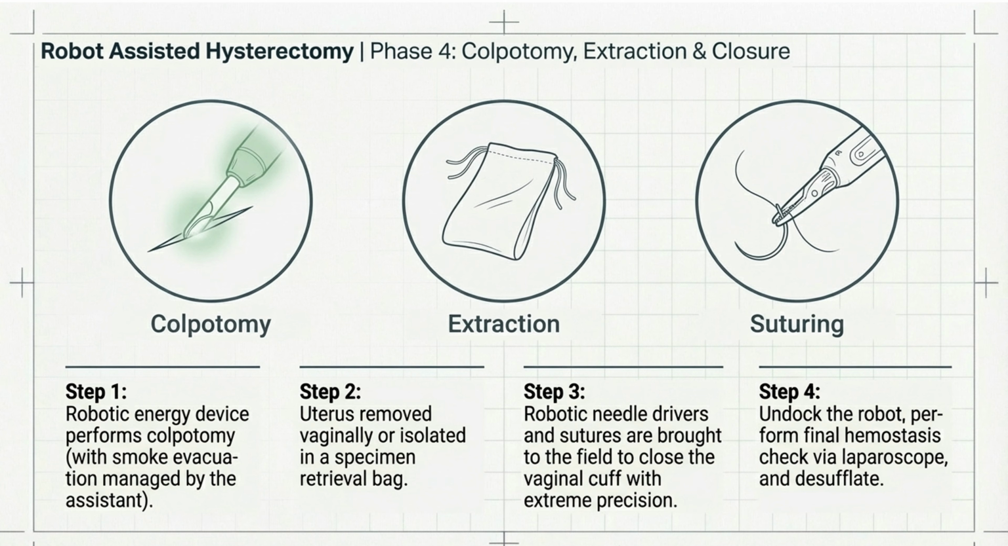The uterus is removed either vaginally or with a specimen bag. The vaginal cuff is then closed using robotic suturing technique. After closure, the robot is undocked and final checks are performed. Proper closure ensures healing and reduces complications.